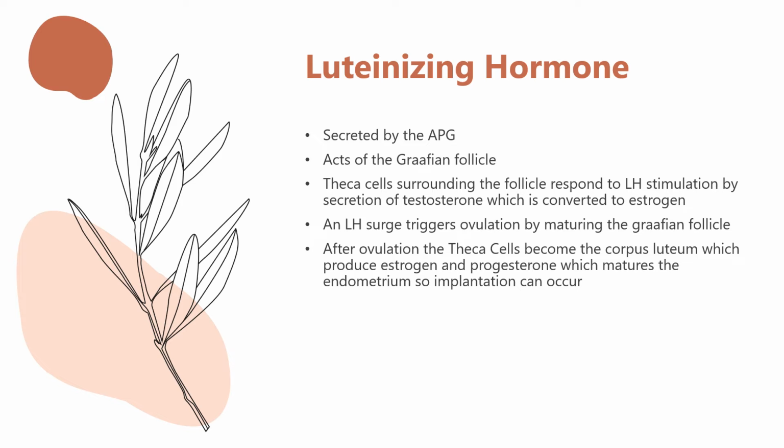Once it ruptures, those same theca cells are going to become the corpus luteum, which then will release low levels of estrogen, high levels of progesterone, and cause the endometrium to continue to develop and mature and prepare itself in case pregnancy does occur. Now, without the appropriate luteinizing hormone surges, you will never get ovulation. So this could have a significant impact on the ability to get pregnant.